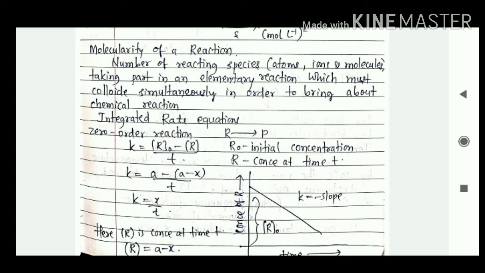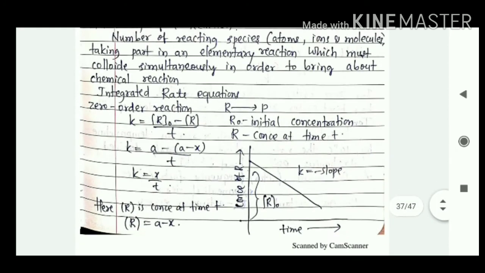Now the integrated rate equation. We'll consider a zero order reaction where reactant gives product. Here k is equal to [R]0 minus [R] divided by t, where [R]0 is the initial concentration and [R] is the concentration at time t. Then k is equal to a minus x divided by t, so k is equal to x divided by t. Here [R] is the concentration at time t, and [R] is nothing but a minus x. If we plot a graph of concentration [R] versus time, we get a line with negative slope. So k is equal to the negative of the slope, and the intercept on the y axis is [R]0.